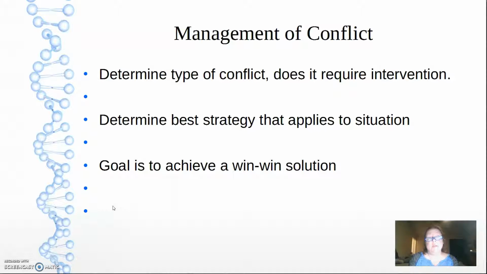So management of conflict, it is important to first determine the type of conflict and determine if it really requires intervention. As in my situation, we did not require intervention from somebody else. We dealt with it on our own. However, if we weren't able to work that out, then it would definitely require intervention. So there are different types of conflict: the interpersonal, intrapersonal, that's when it conflicts within yourself, and intragroup.